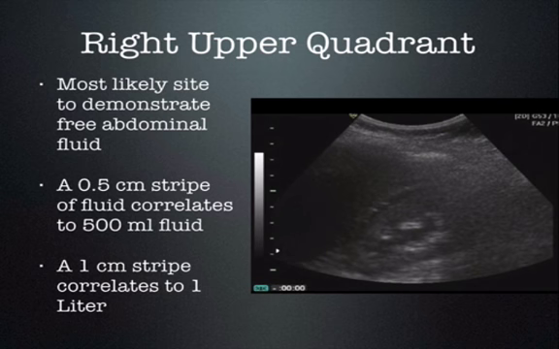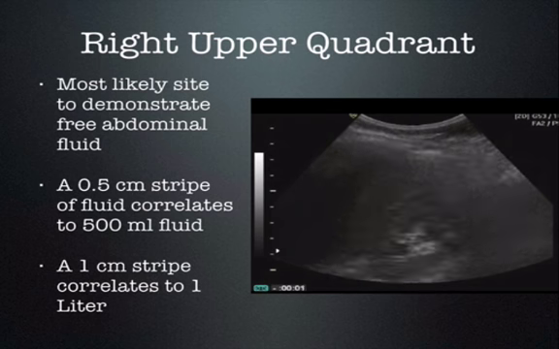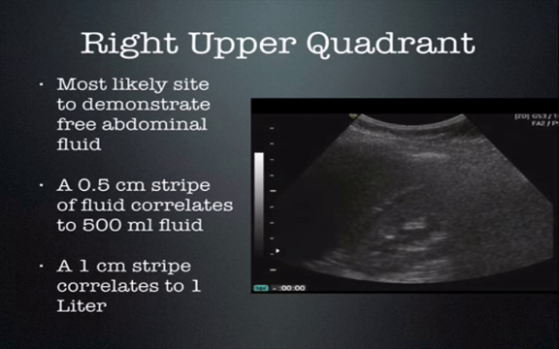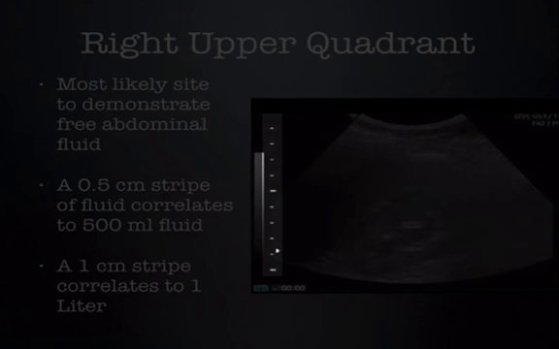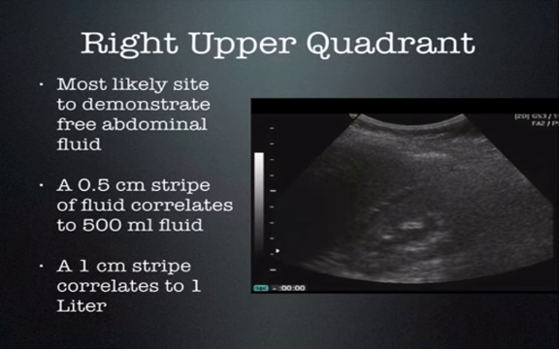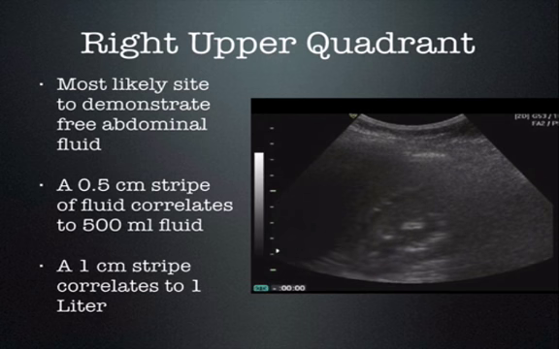So in the supine patient, Morrison's pouch is the most dependent portion of the abdomen where fluid can collect. About a ½ centimeter stripe correlates to about 500 milliliters of blood. If we look at the markers on the left side of the ultrasound screen, each one of those dots represents a centimeter. So a ½ centimeter, which is about what we're looking at here, correlates to about a ½ liter of blood. A centimeter stripe correlates to about a liter of blood.